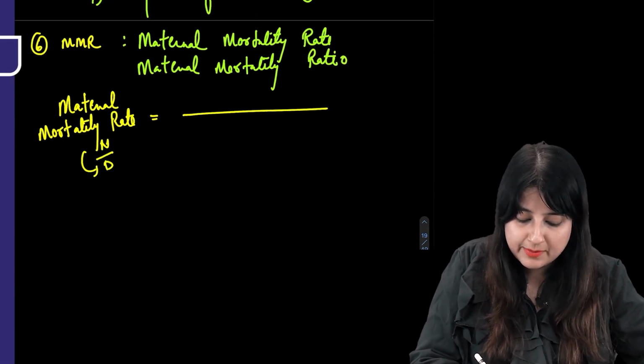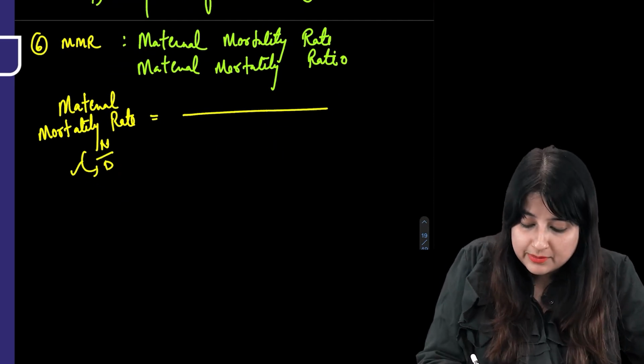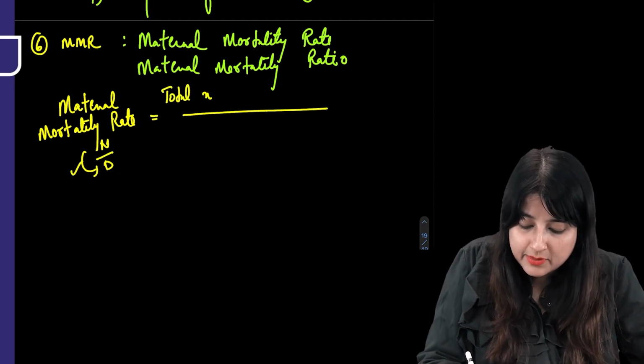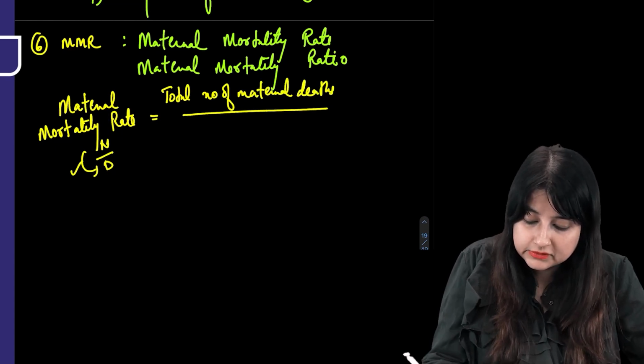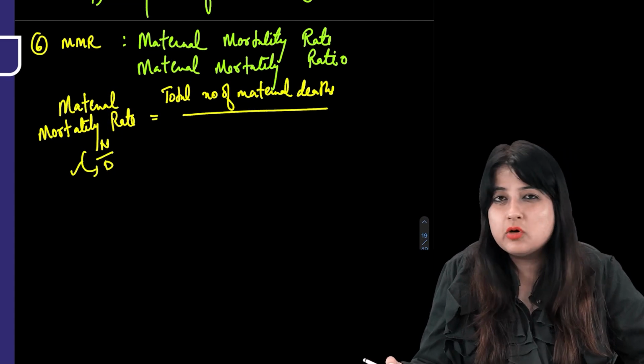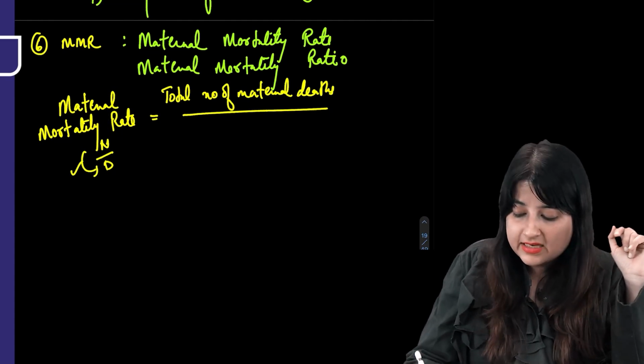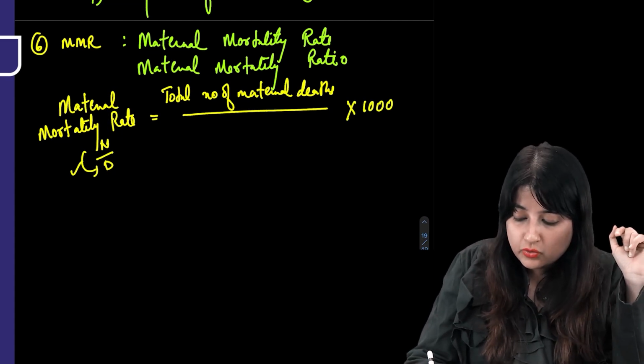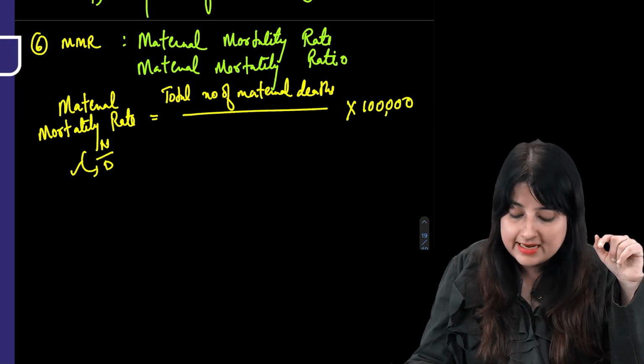N has to be part of D. So this will mean what? Total number of maternal deaths. I told you for maternal mortality we have the multiplier as 1 lakh. So total number of maternal deaths.